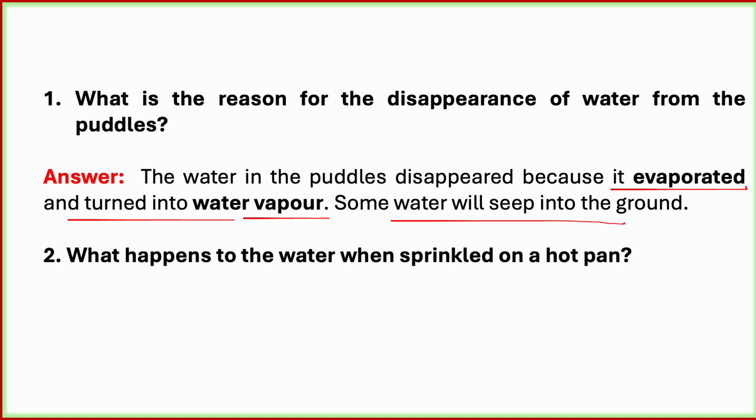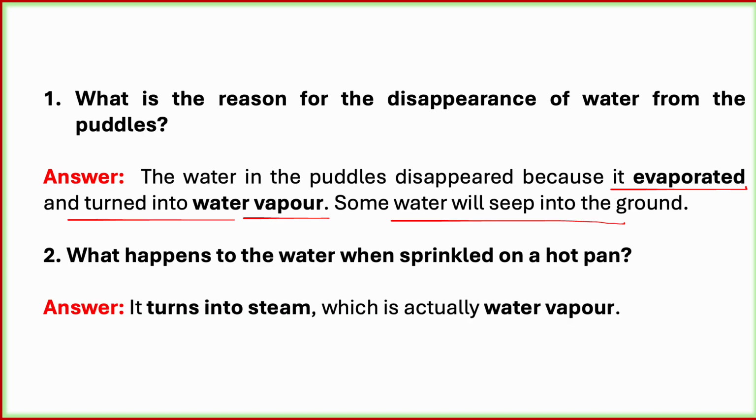Next one, what happens to the water when sprinkled on a hot pan? When we make dosa, the pan becomes very hot. If we sprinkle a little water on this hot pan, the water does not stay. It quickly disappears. Where does it go? It turns into steam, which is actually water vapor.